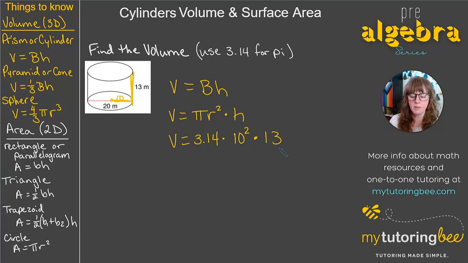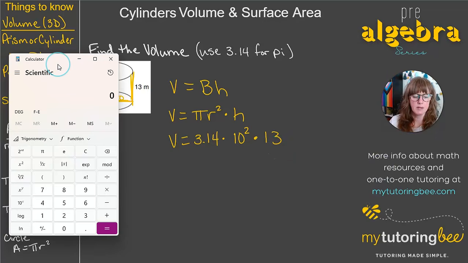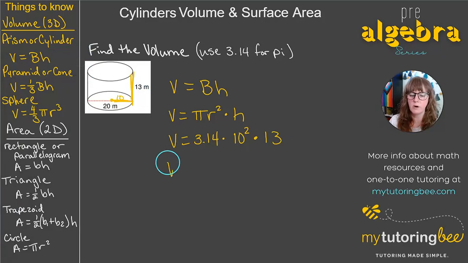So I'm going to go ahead and pull up my calculator and we can calculate all of that. All right, so we've got 3.14 times 10 squared. And again, my calculator will do order of operations for me. If you're doing this by hand, make sure that you're doing order of operations. And then that times 13, which is our height, and that equals 4,082. So our volume equals 4,082 meters cubed. So again, because we were talking about volume, we want to know how many cubic meters would fit inside the cylinder, and we have about 4,082 of those cubic meters.